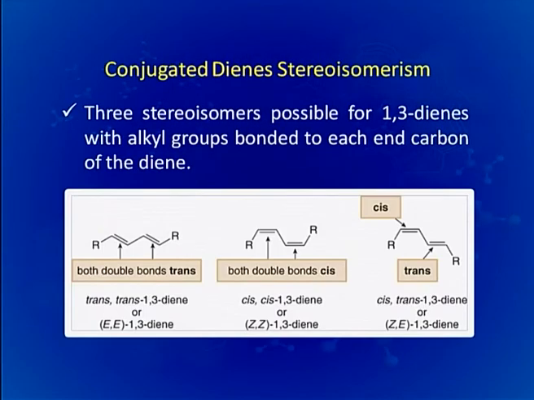Conjugated dienes show stereoisomerism. Stereoisomerism means isomerism due to difference in orientation in space. So, 3 stereoisomers are possible for the 1,3 dienes with alkyl groups present on the terminal carbon. Here we can see this example of the EE 1,3 diene, meaning trans-trans 1,3 diene. So, there are 3 stereoisomers possible: trans-trans, cis-cis and cis-trans 1,3 diene.